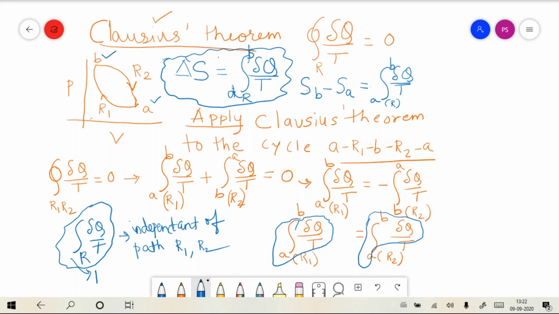Now, what is that property? You can call it anything, but Clausius gave that property a name. We need to give some name to that property, so he called it entropy. So now we have the name for this expression: the integral of del q by T is entropy. So the entropy change, delta S, is equal to the integral of del q by T. So S_B minus S_A is equal to the integral of del q by T.